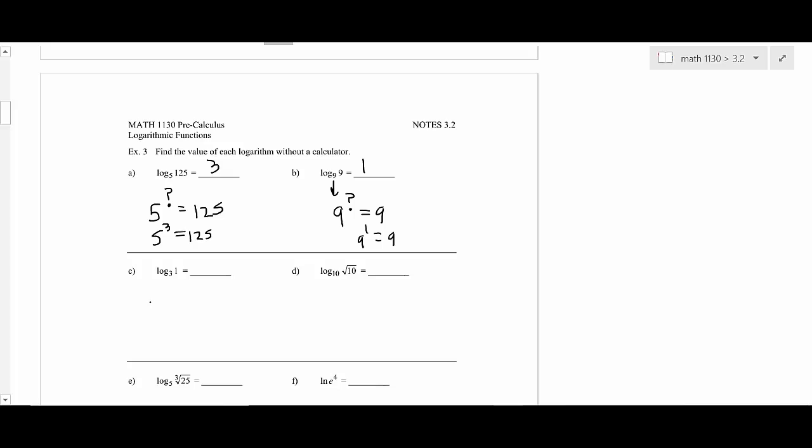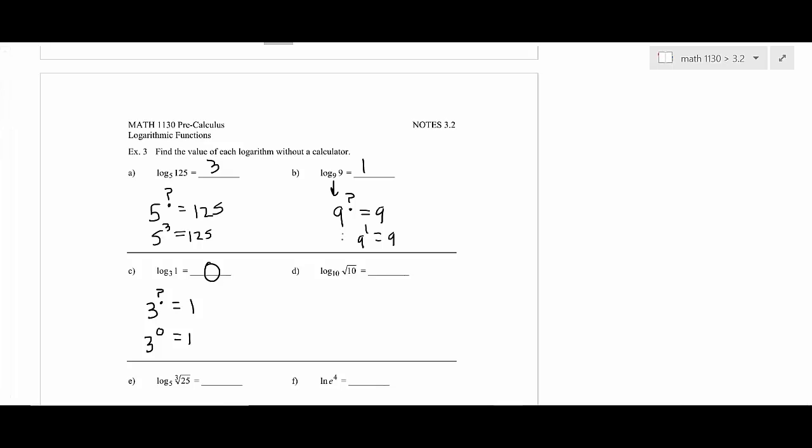Okay, the next one goes like this. We'll say 3 to what power is equal to 1? So what is that? 0. Okay, so what we're finding is 3 to the 0 is 1. That's what that problem is saying. What power of 3 is 1? Remember, you're looking for an exponent.